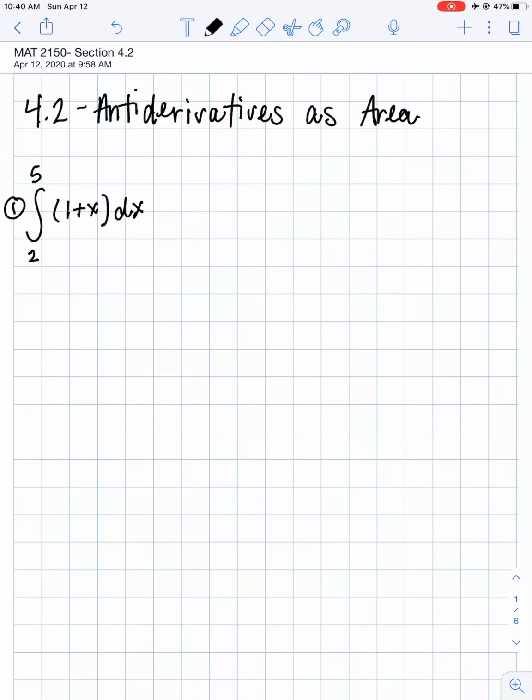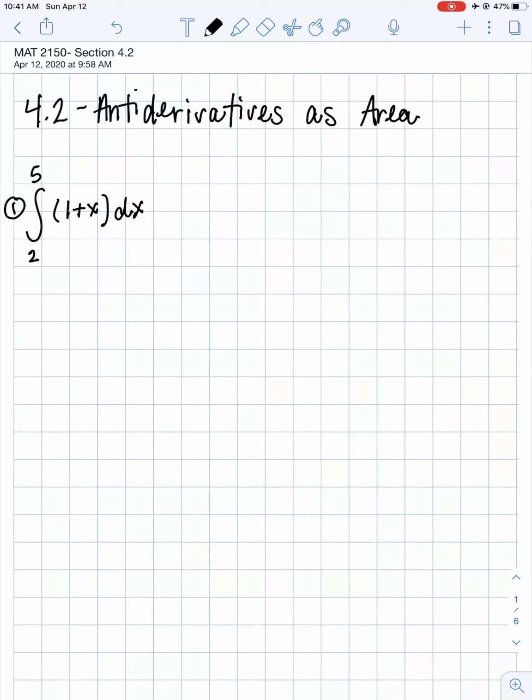Okay, guys, so we've made it to section 4.2, which discusses antiderivatives as area. There are two main types of problems that we're going to look at in this section. The first one does not involve curves, so you'll understand what I'm talking about as I go through this problem. The second one does involve curves, and when it does, you have to use a process called Riemann sums.